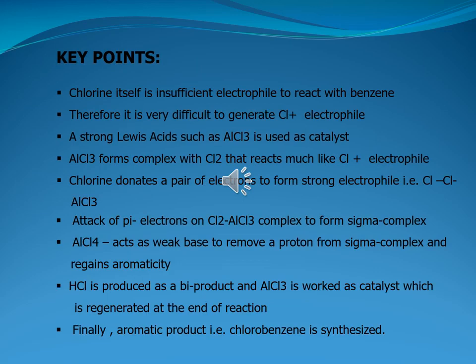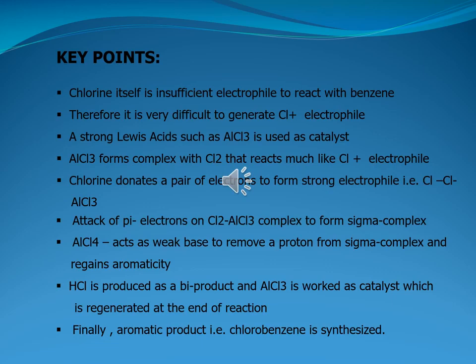Let's see the important key points and the mechanism of chlorination. As you know, chlorine itself is an insufficient electrophile to react with benzene, like bromine. Therefore, it is very difficult to generate a chlorine electrophile. A strong Lewis acid such as aluminum trichloride is used as a catalyst. Aluminum trichloride forms a complex with chlorine that reacts much like a chlorine electrophile.